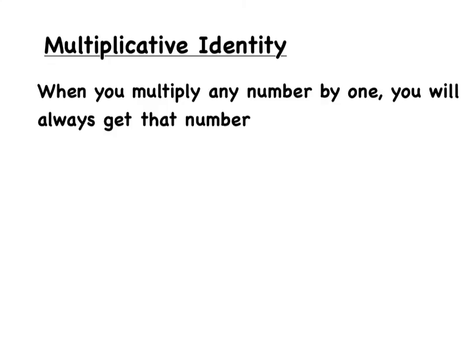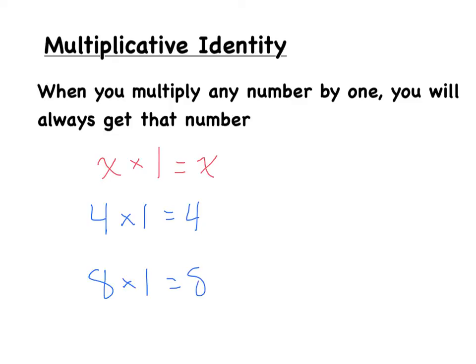It's something that you're fairly used to seeing already. So if you do x times 1, you're always going to get x. So for another example, 4 times 1, you get 4. Or 8 times 1, always get 8. Or 1,000 times 1, you're always going to get 1,000. So any number times 1 is always going to be that number. This is called the multiplicative identity.